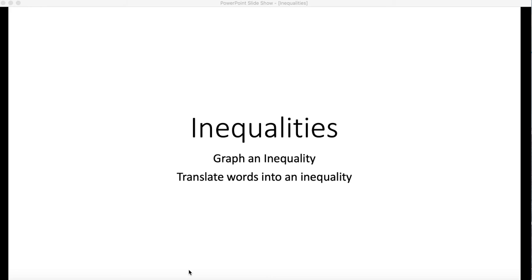I wanted to talk about inequalities today. So what we're going to do is talk about graphing an inequality, and then we're going to look a little bit at the word problems. What we're going to do is translate some words into inequalities.